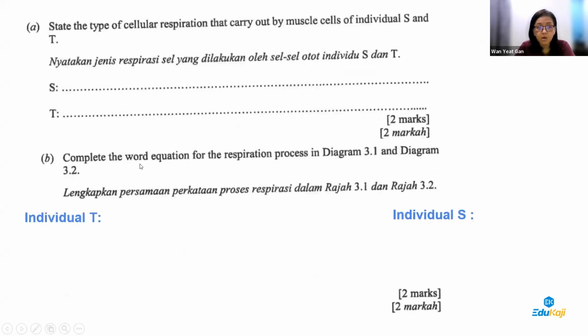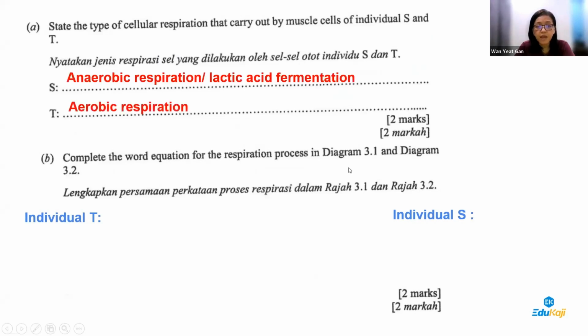Okay, individual S, what is the type of cellular respiration that is being carried out by individual S? Aerobic respiration, or a better answer would be lactic acid fermentation. Now, individual T, who is resting and reading a book, is undergoing aerobic respiration.